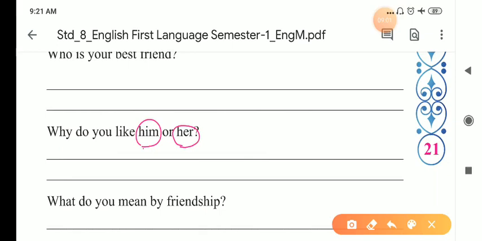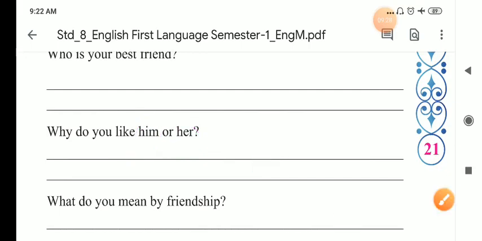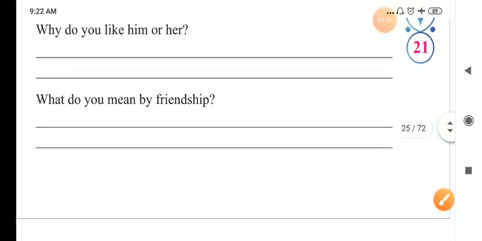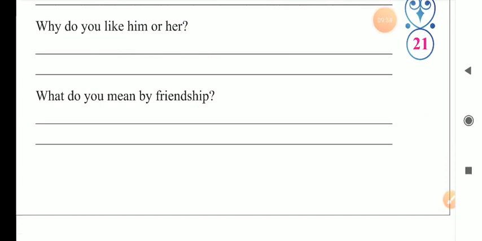He is faithful to you, he is loyal to you, his nature is good, he removes your worries and sorrows. That is the capacity of your friend, whether he or she makes no difference. This one also would be an open-ended question. You will write with your own notion. What do you mean by friendship? This is the most important question.